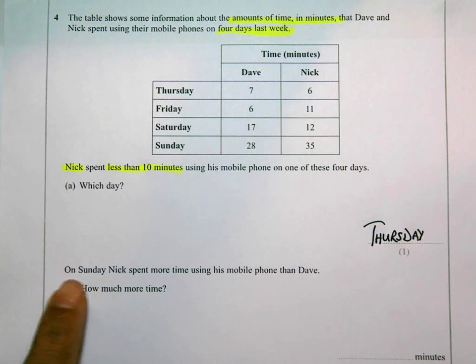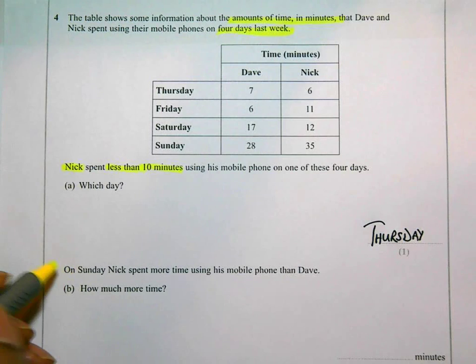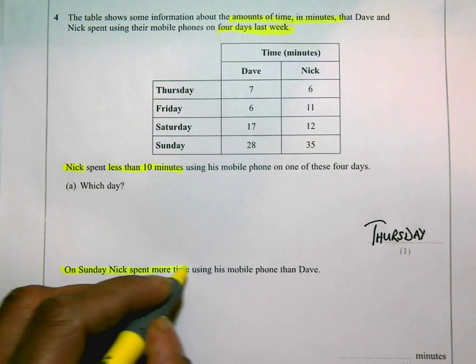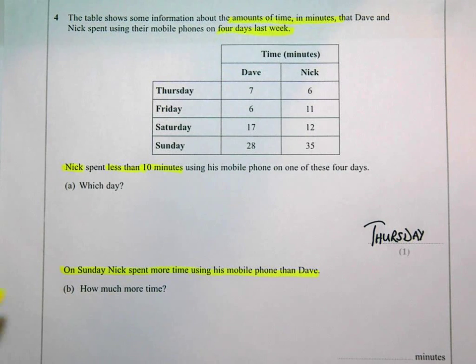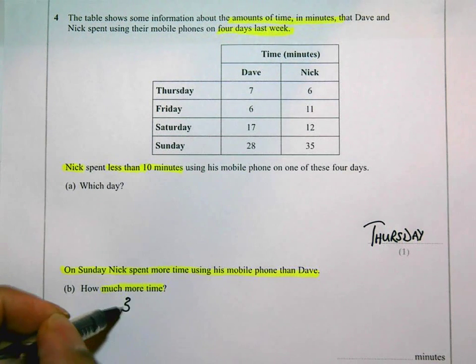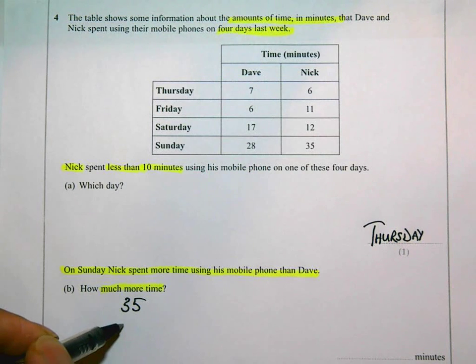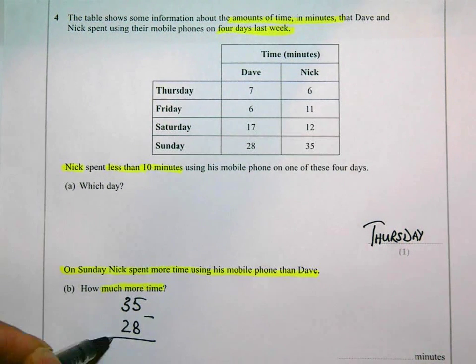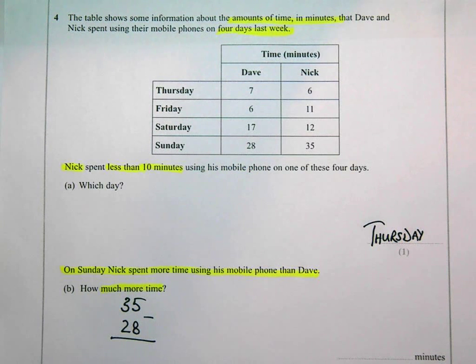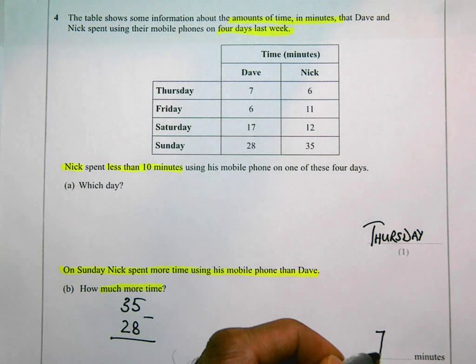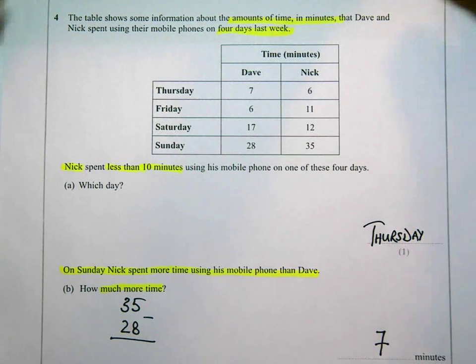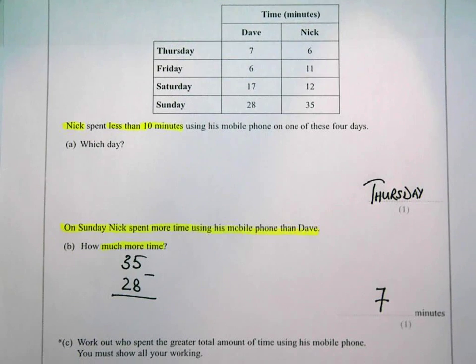On Sunday, Nick spent more time using his mobile phone than Dave. How much more? Okay, so let's see. Nick spent 35 minutes. Dave spent 28 minutes. So they basically wanted to do a takeaway, a subtraction of that. 35 take away 28, that's going to be 7. So the answer to that is 7 minutes.